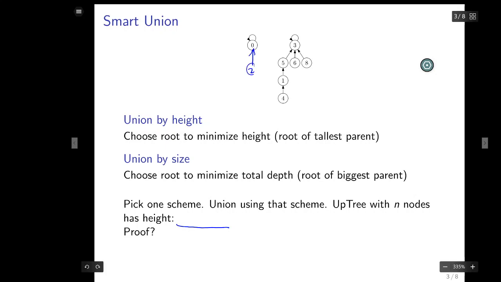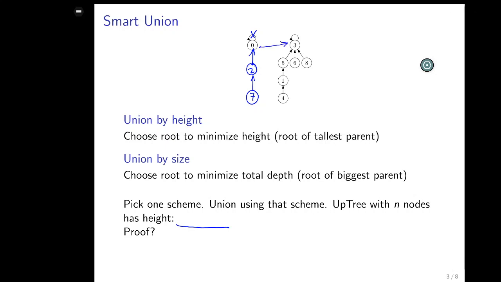So there's another 2, node 2, and node 7 are on this tree. So now there's a tree of height 2, and then there's a tree of height 3, and according to union by height, which pointer do I choose to change? Node 0's or node 3's? Zero. I change the short tree to point to the higher one. The new root is the root of the tallest of the two trees.